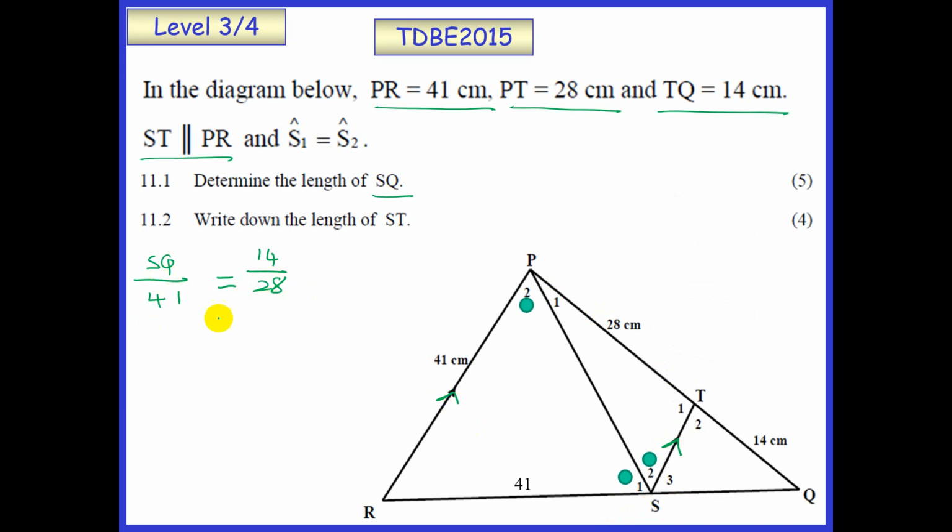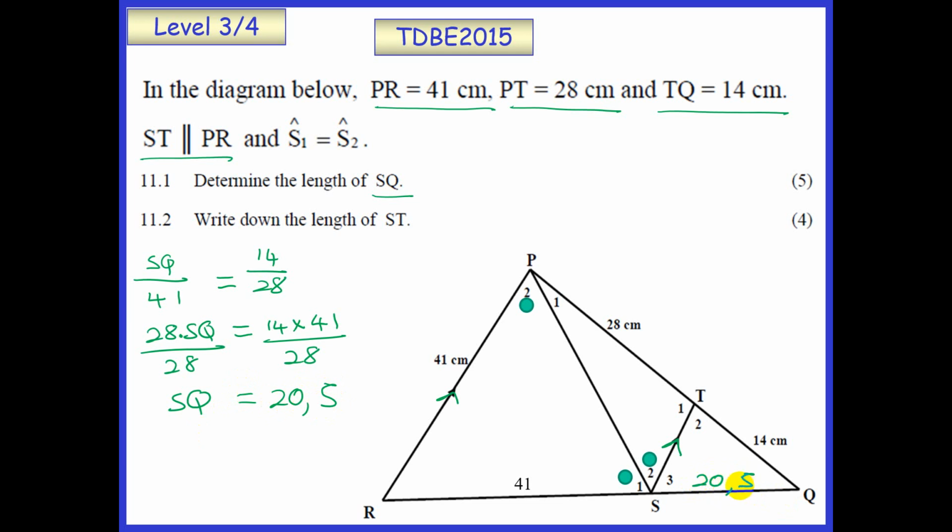And then we're going to cross multiply. We'll get SQ times 28. 28 SQ is equal to 14 times 41. And then we're going to divide both sides by 28. And if we do that using our calculator, we're going to get 14 times 41, and then we're going to take that and divide that by 28. And that gives me SQ to be 20.5. And I'm going to put it into the diagram.